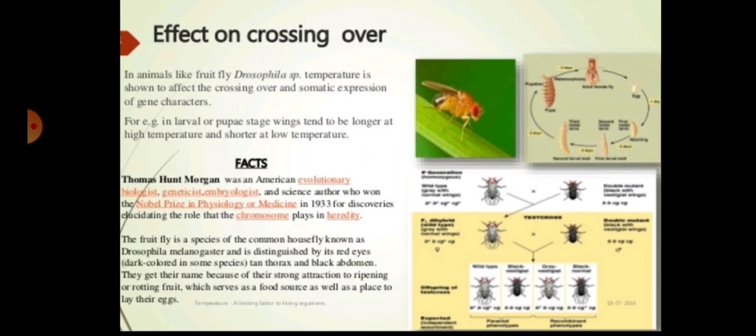There is an effect of temperature on the crossing over of the animals. In the fruit fly Drosophila, temperature is shown to affect the crossing over and somatic expression of gene characters. For example, in the larva or pupae stage, wings tend to be longer at high temperature and shorter at low temperature.